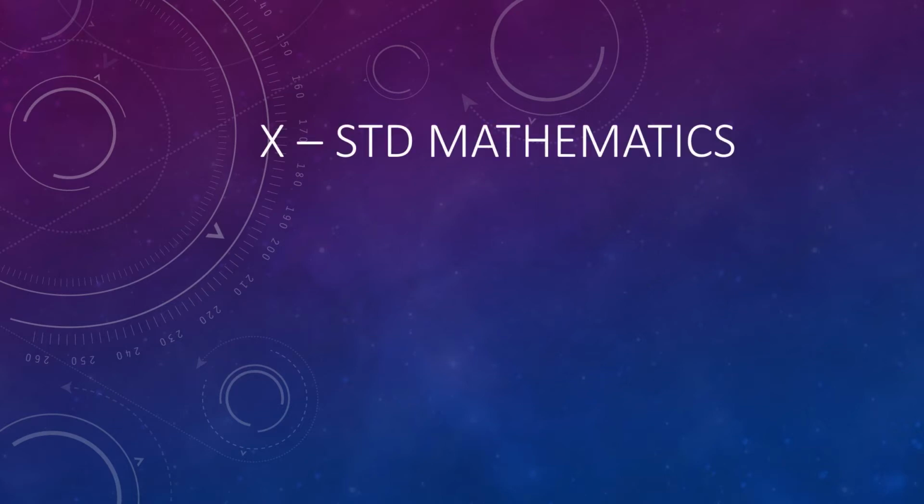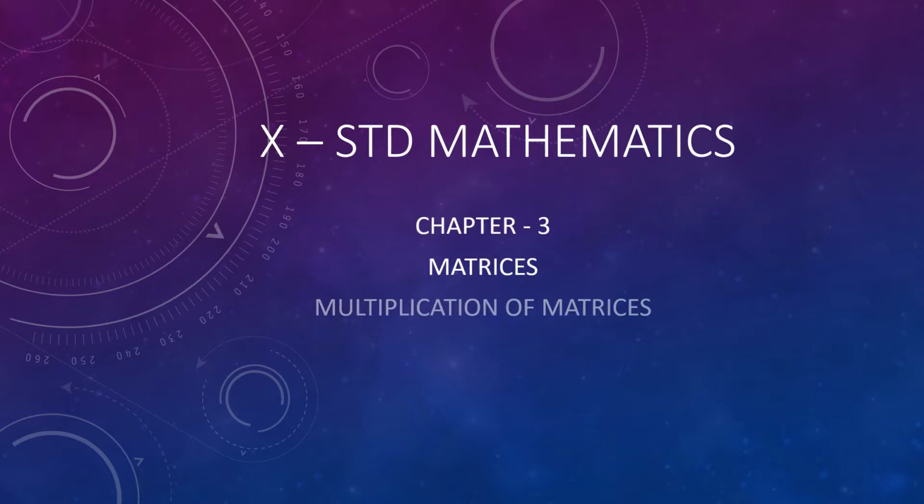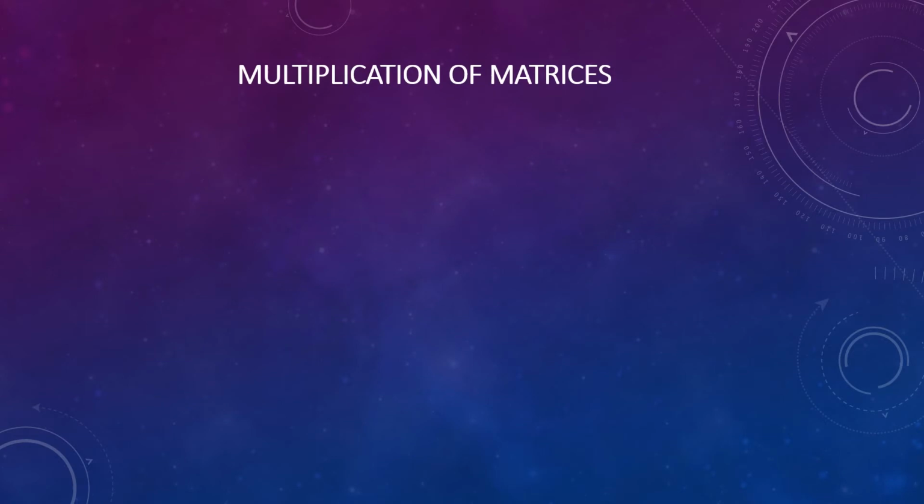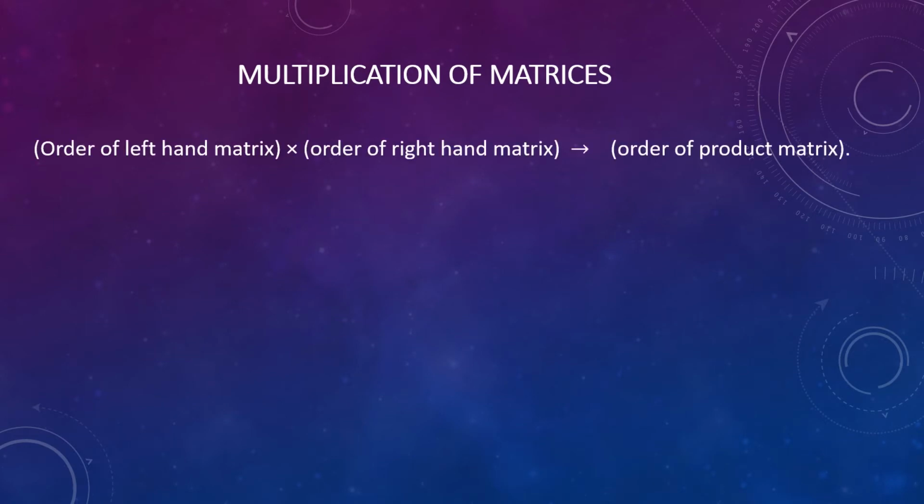Good morning students. This is math session, 10th standard, chapter 3, matrices. In that we are going to see multiplication of matrices. For the multiplication of matrices, first we have to find the order of the given two matrices. From that we will get the order of the product matrix. Let us see one example.